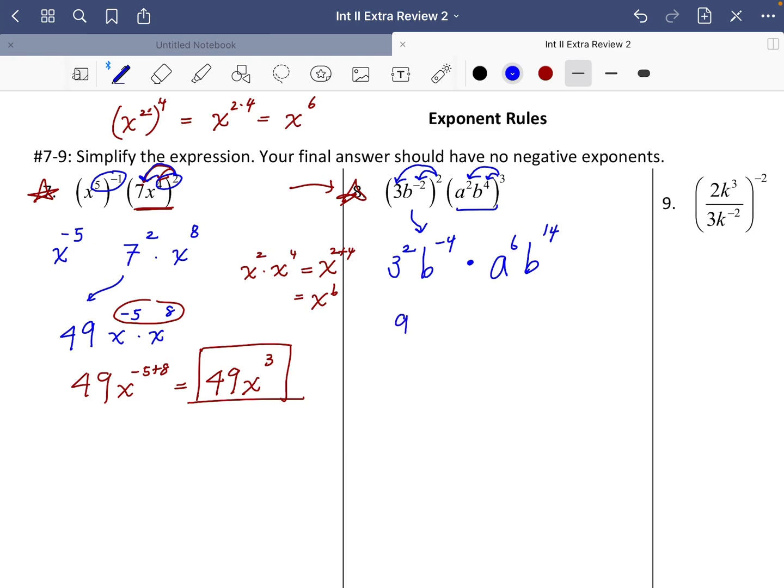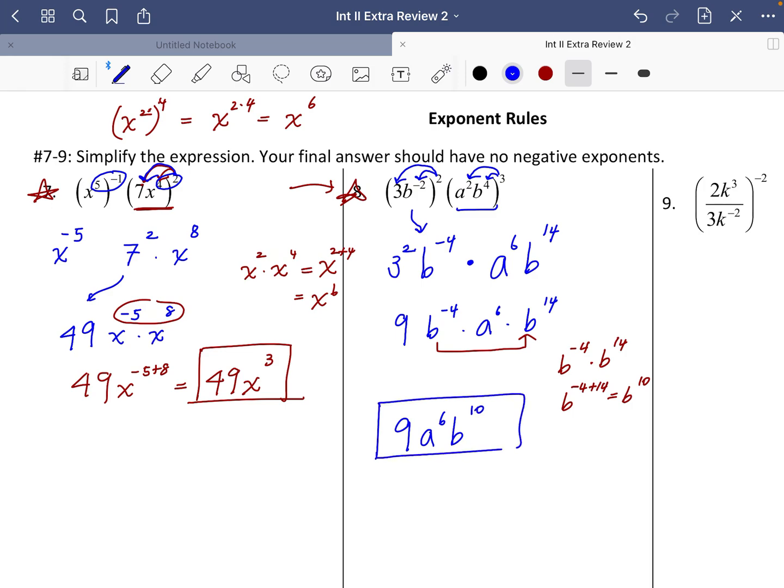3 squared is 9. Okay. And I have b to the power of negative 4, all multiplied with a and b. This together, I have b to the negative 4 times b to the 14th. I can add the exponents together, and that gives me b to the 10th. So then 9 times a to the 6th times b to the 10th as a final answer.